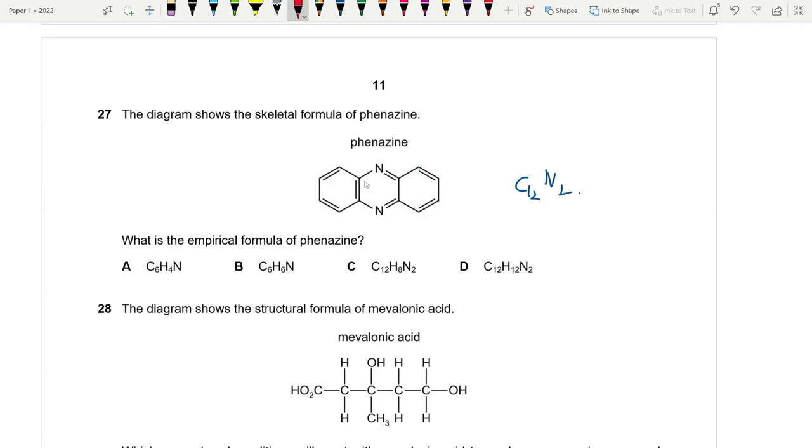Next, how many hydrogens? Remember, any double bonded carbon in a ring can bind to one hydrogen. So one hydrogen, two hydrogen, three hydrogen, four hydrogen. These already have four bonds. This also has four bonds. This one also has four bonds. So we have 1, 2, 3, 4, 5, 6, 7, 8. H8. So if we reduce it, C6NH4. I'm going to go with 27A, which is the answer.